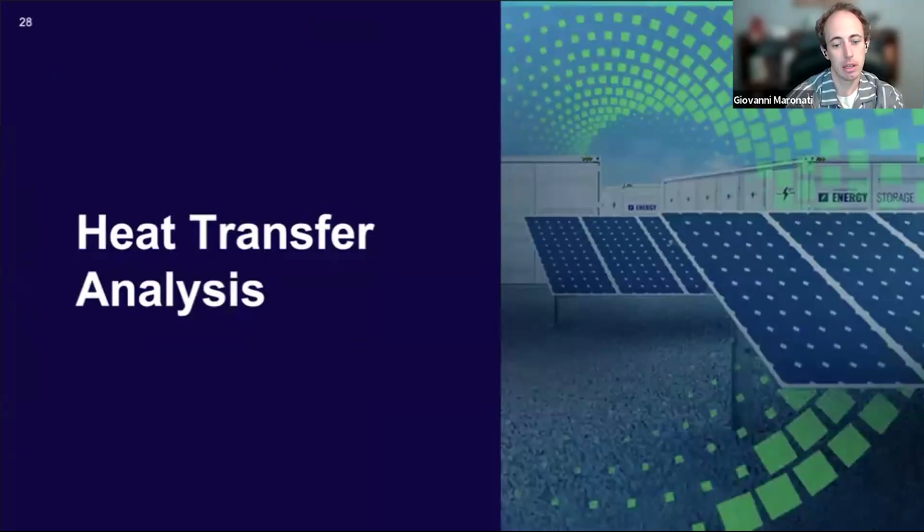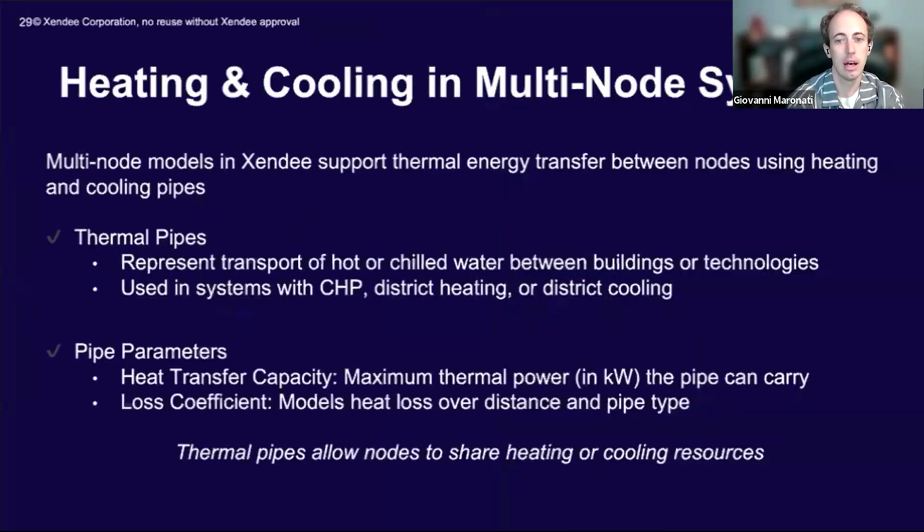So here now we shift gears into heat transfer analysis. Multi-node is not just electrical. We also model thermal and cooling needs for a microgrid. Many microgrids move thermal energy, either hot or chilled water, for example, between buildings. And we model that using thermal pipes that connect different nodes. Each pipe has a heat transfer capacity and a loss coefficient that captures the insulation quality and length, similarly to cables in an electrical grid.